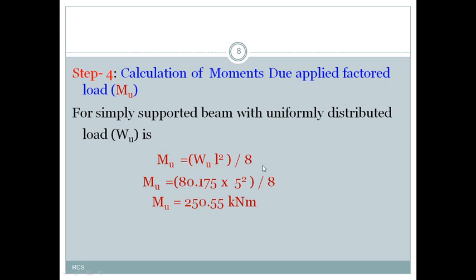This concept you know from your strength of materials when you are solving problems regarding shear force and bending moment. So from that we got Mu equal to WL square by 8. Here Wu is 80.187, L is the effective length, that is 5, squared, by 8. From that we will get Mu equal to 250.55 kilonewton meter. This Mu, you know what this is? It is the applied factored moment. Or I can say the maximum bending moment which is coming onto the beam due to this factored load.